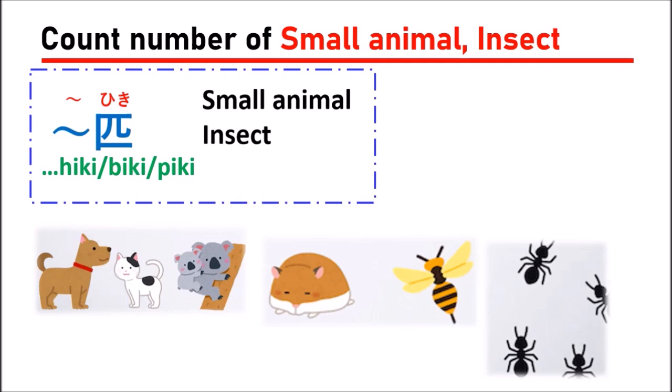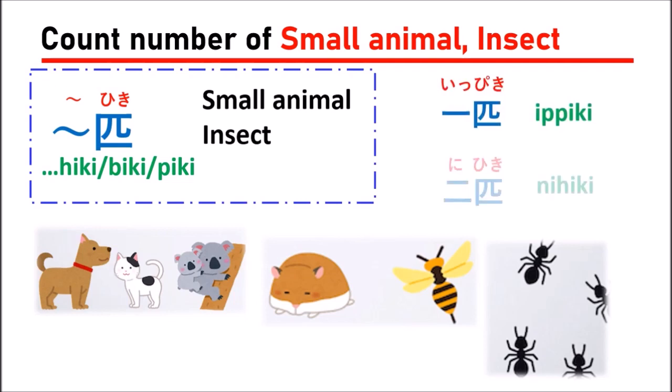has three sounds: hiki, biki, piki. And the sound will change when you put the number in front of the word hiki. Let's look at some examples. Ippiki, ippiki, nihiki, nihiki.